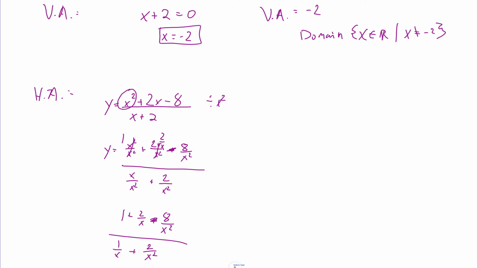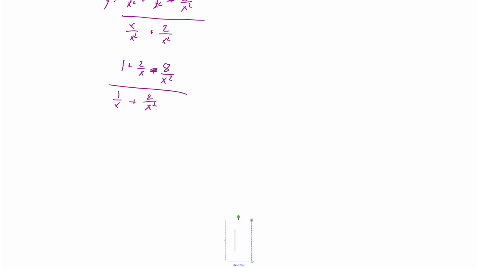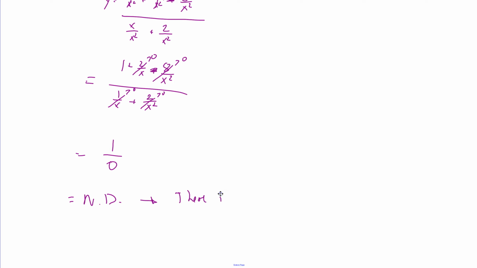Now the next step is to plug in a really large number. So that'll be equal to 0, that'll be equal to 0, and so on. Therefore here, we have something that is equal to 1 over 0, which means that it's non-defined, which means that there is no horizontal asymptote.